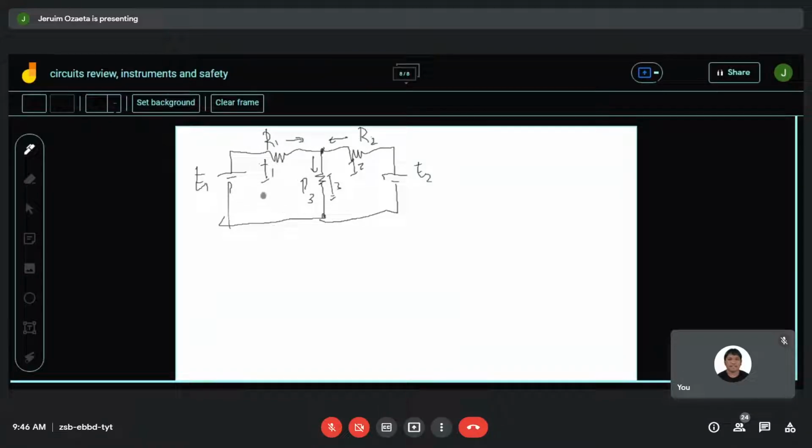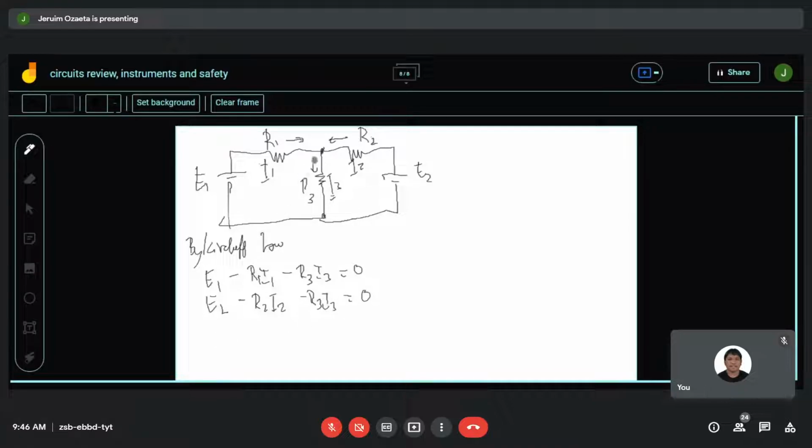If you do the Kirchhoff's law, you can consider 2 loops. E sub 1 minus I sub 1 R sub 1 minus R sub 3 I sub 3 equals 0. You have E sub 2 minus R sub 2 I sub 2 minus R sub 3 I sub 3 equals 0.